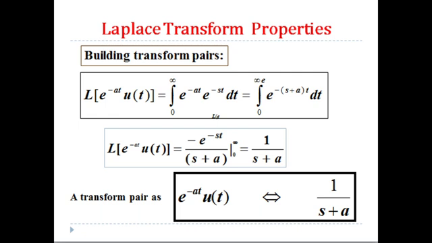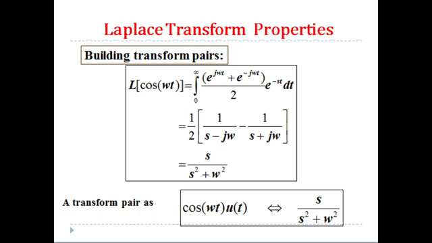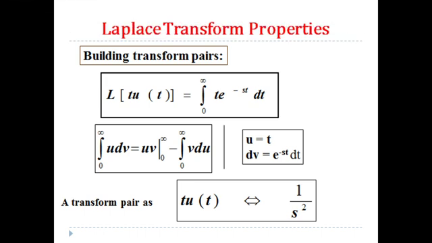So we'll see some other Laplace transform properties. Here the Laplace of e raised to minus at u of t is equal to 1 by s plus a. Another, the Laplace of t u of t is equal to 1 by s square. We can use the most recent property, that is t raised to n is equal to n factorial by s raised to n plus 1.